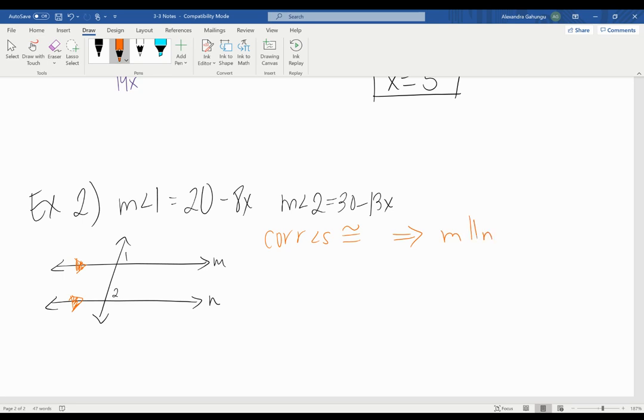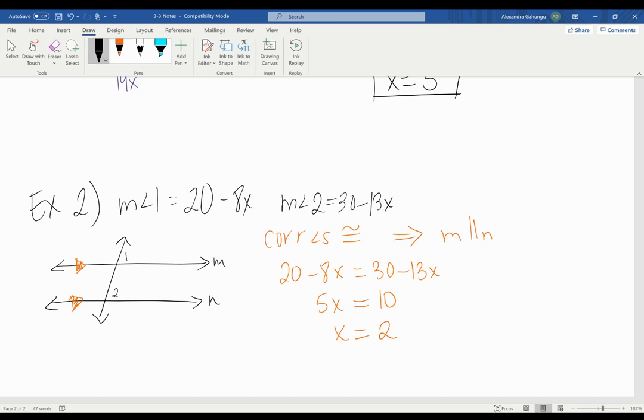Well, if I look, angle 1 and angle 2 should be congruent, so 20 minus x is equal to 30 minus 13x. I'm going to add 13x to both sides. That's going to give me positive 5x. And then I'm going to subtract 20 from both sides. I get 5x is equal to 10. Divide by 5. I get x is equal to 2. So the x that's going to make M and N parallel is 2.